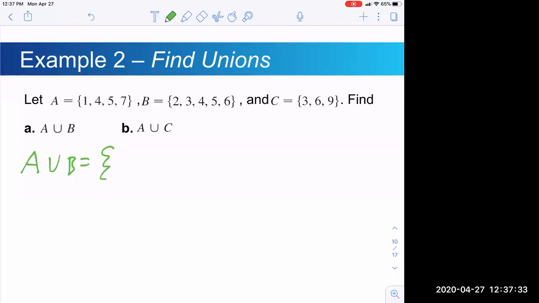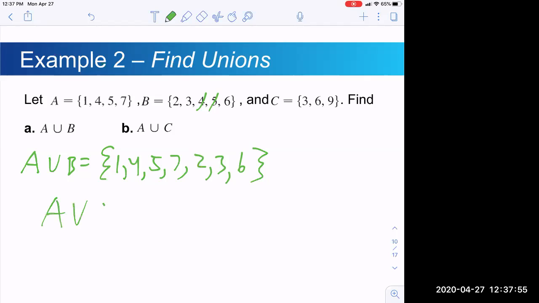Well, I've got 1, 4, 5, 7. There's the stuff that's in A. Okay, I don't need to list 4 and 5 again, because I already got them. And then 2, 3, 6.